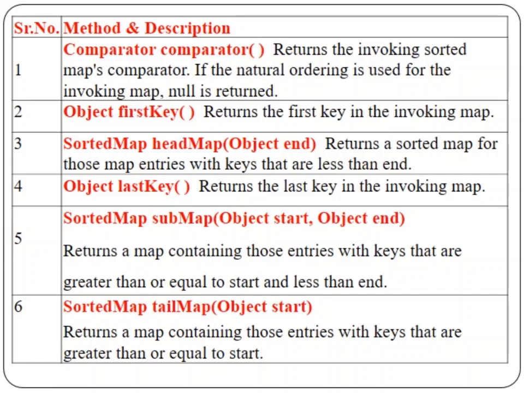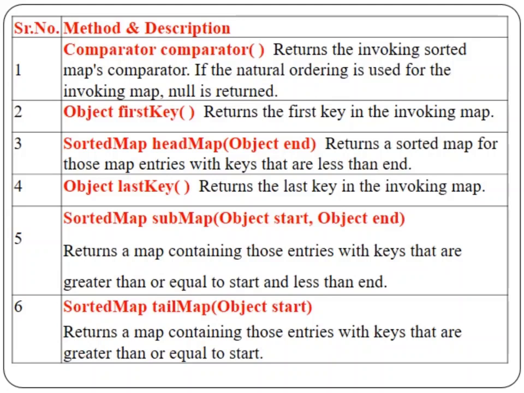The next method is firstKey. The firstKey is a method which is going to return the first key of the invoking map. The headMap is a method which is going to return all the elements before the specified argument. Suppose I pass 2 as an argument, then whatever elements come before 2 are going to be retrieved based on the key, where the key should be less than the end.